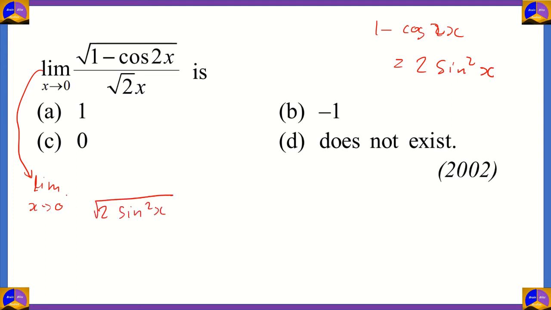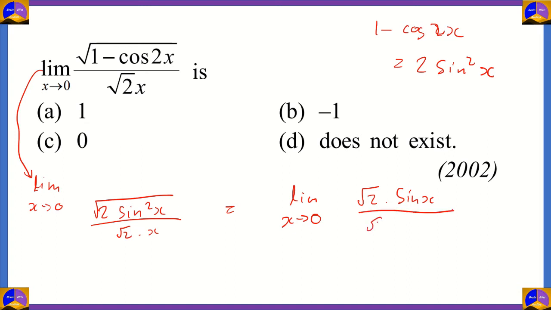So now the limit will become limit x tends to 0, under root of 2 sine square x divided by under root of 2 times x raised to 1. This will be equal to limit x tends to 0. So let's split the numerator in such a way that we'll write under root of 2 times sine x, because under root of sine square x is sine x. And then divided by under root of 2 times x. So you can see root 2 gets cancelled.